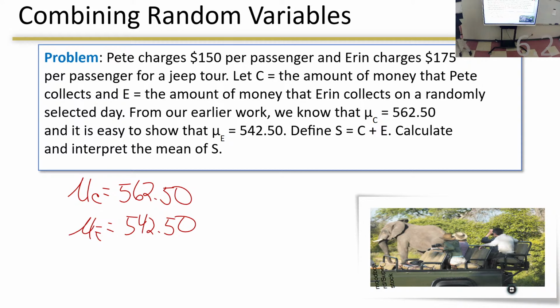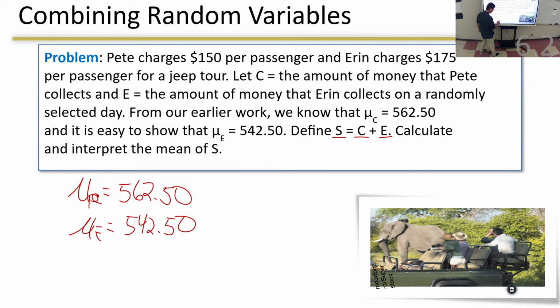I want to find out how much money they make together, because at the end of the day, they're brother and sister and they share. And that's what we should do. So all we have to do is, if they tell you, define S as C plus E. Why they use C instead of P, I don't know. They should have used P, because P is Pete.